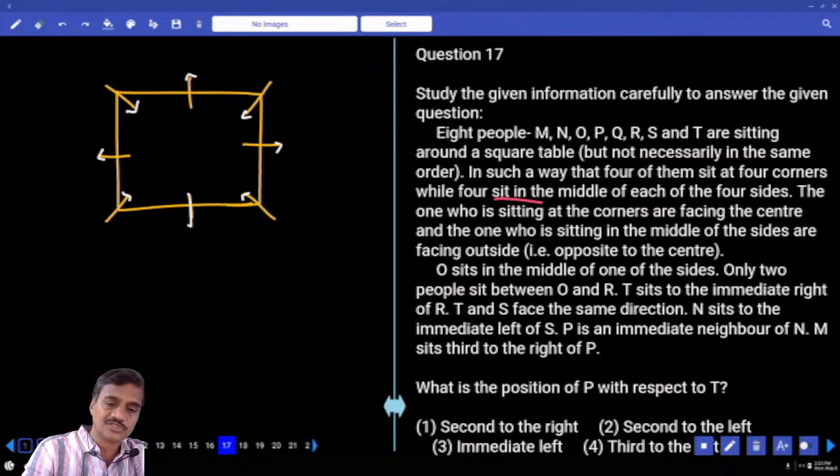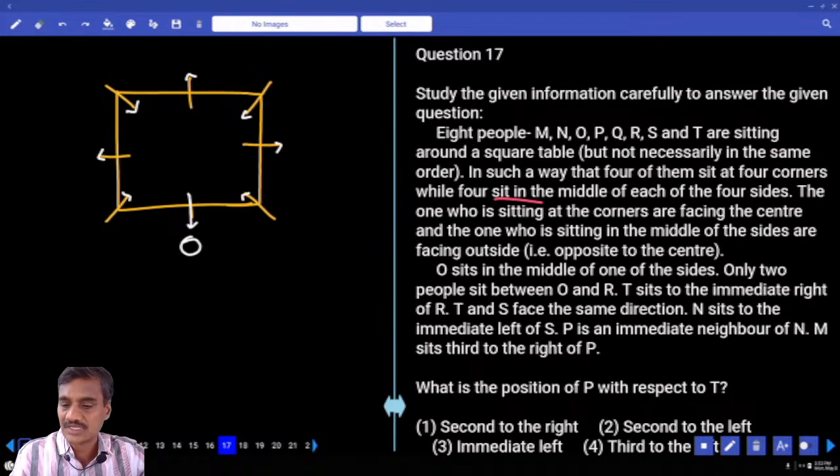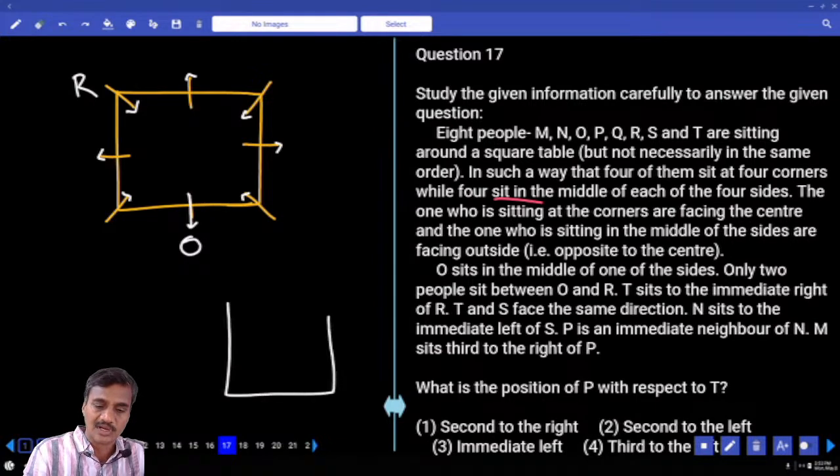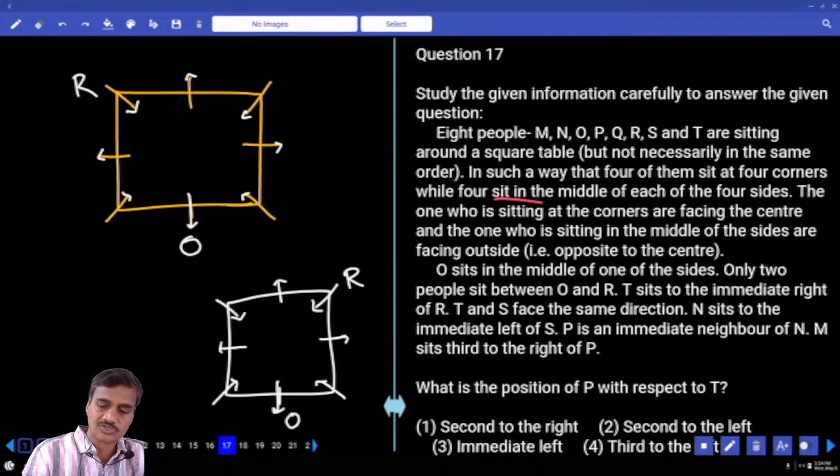Then 4 towards the center, 4 away, and O sits in the middle of one of the sides. Only 2 people between O and R, that is one possible. And what is the next possibility we have? R can be either to the left hand side or to the right hand side of O. Now in the second case, O is here, facing away, and there are only 2 people between O and R.